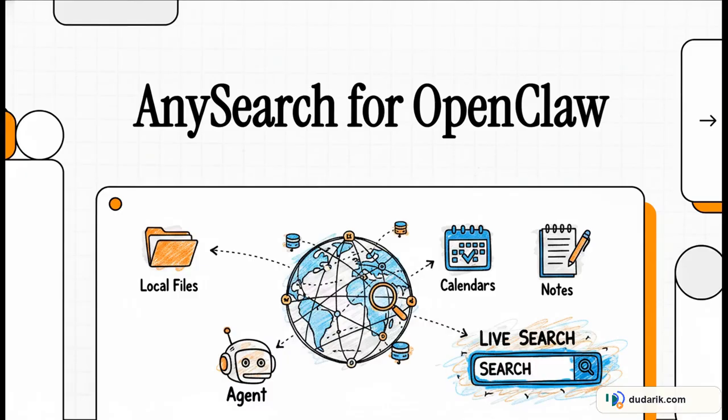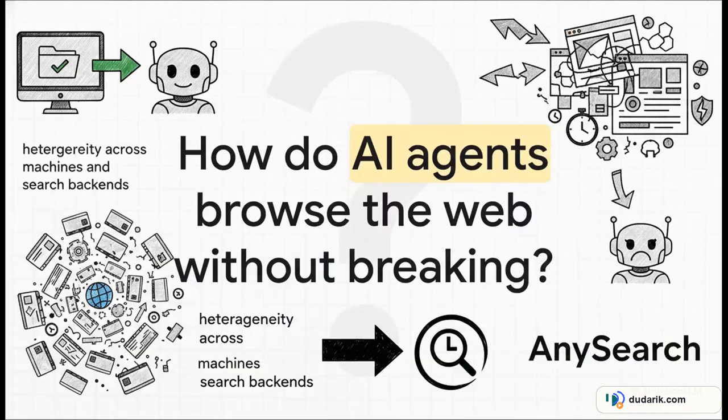But while skills that handle local files, calendars, and notes are totally straightforward, live web search, well, that is an entirely different beast. Because think about it. How do AI agents actually browse the web without completely breaking? OpenClaw is fantastic locally, but the second you try to give it web access, you're suddenly dealing with rate limits, complex HTML parsing, and broken scripts.